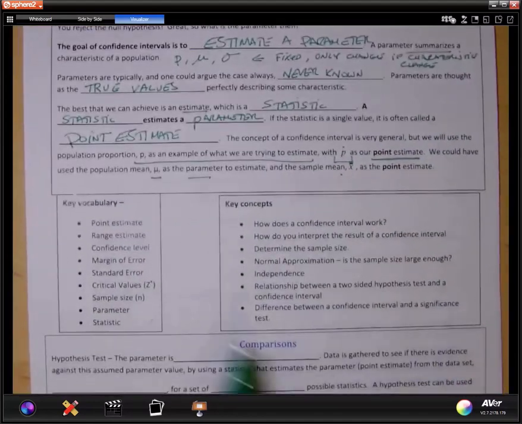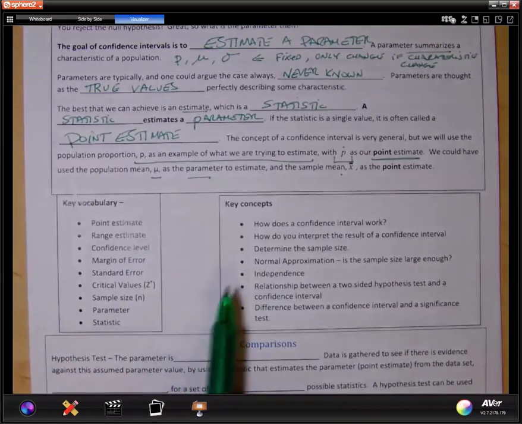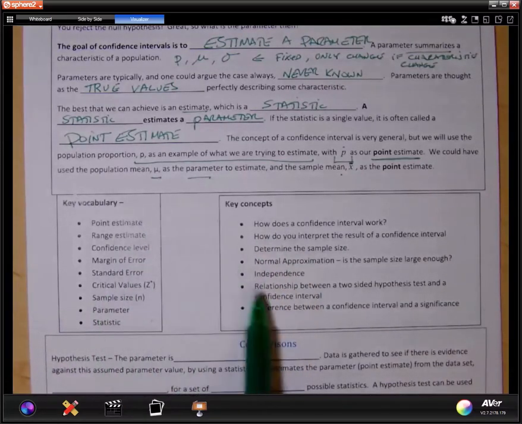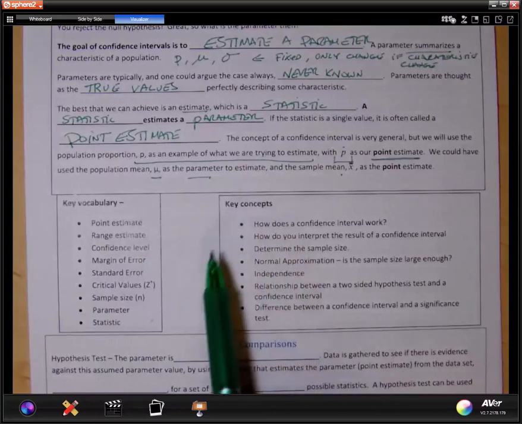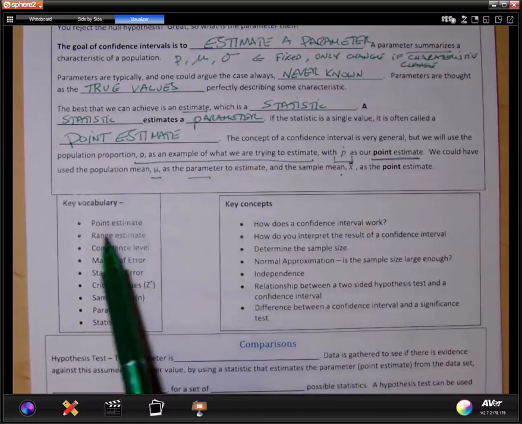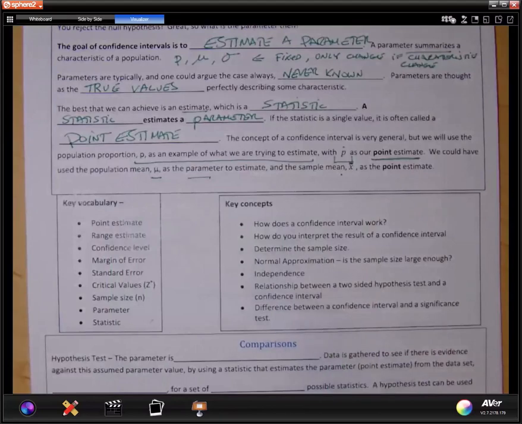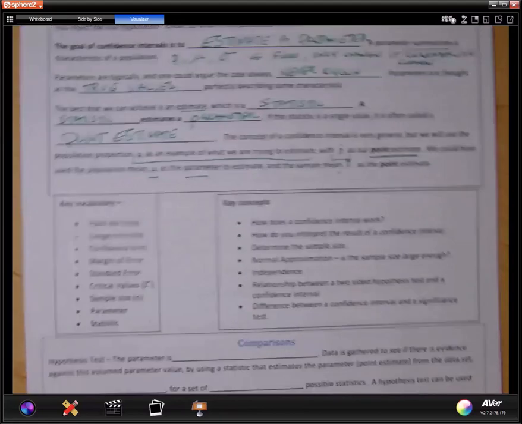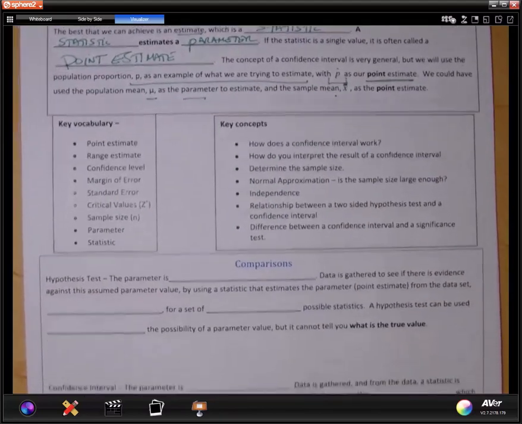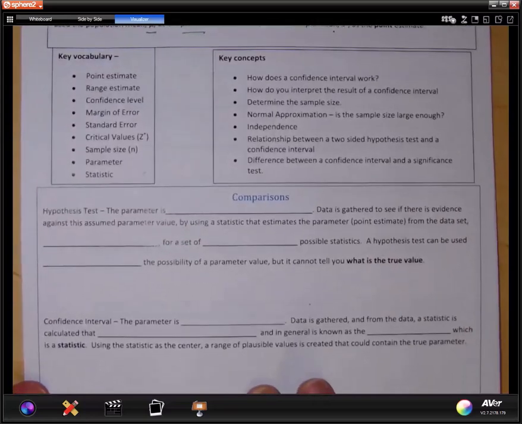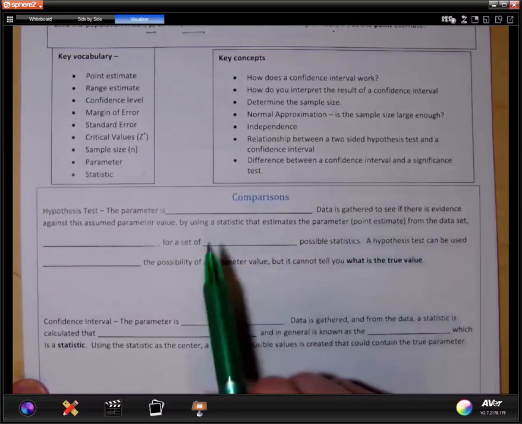Here's some of the key vocabulary: point estimate, range estimate, confidence interval, margin of error. Of course, you can read the rest of these, but as we go through this, come back every so often and look at these and see if you are understanding some of the key vocabulary and some of the key concepts.